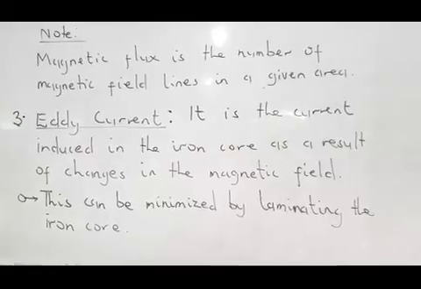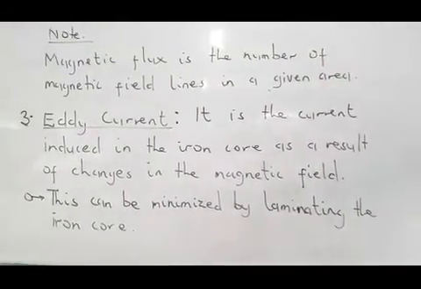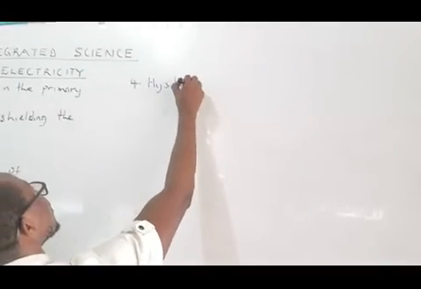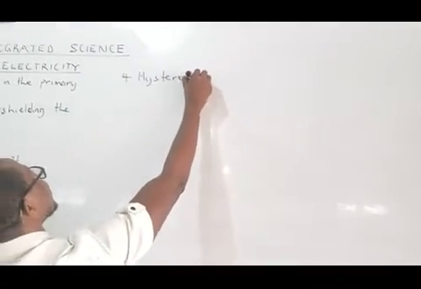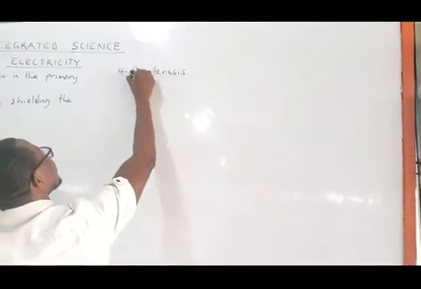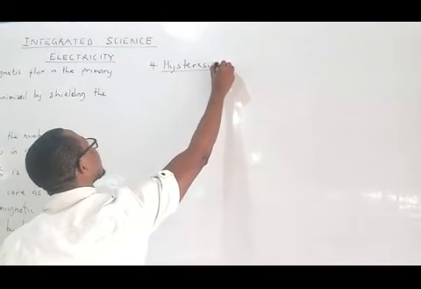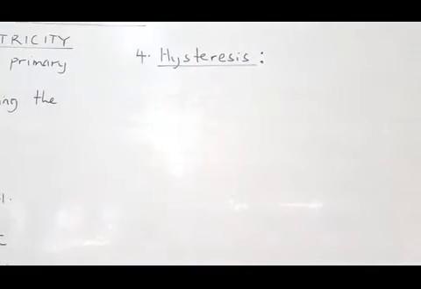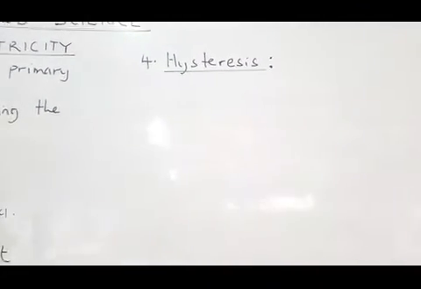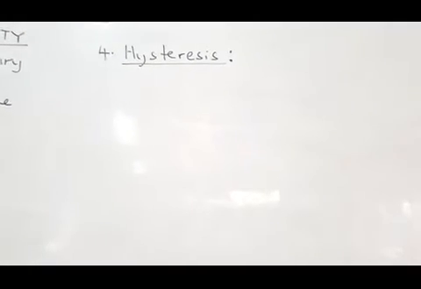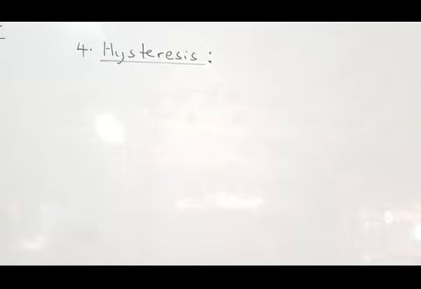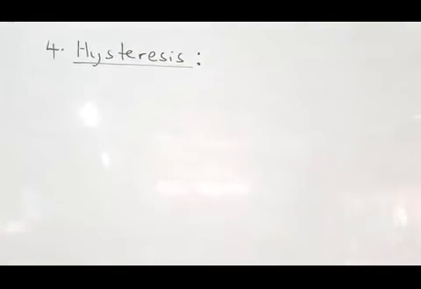Now the last cause we're going to talk about is what we call hysteresis. We talk about a process where there is an alternate magnetization and demagnetization of the iron core as current passes through it.